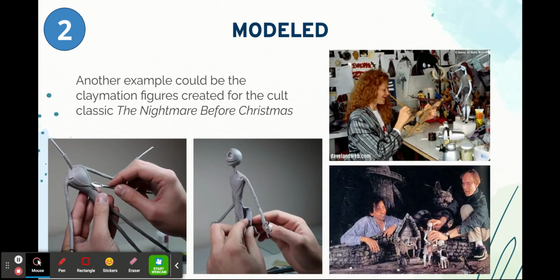Another example of this could be the claymation figures from the cult classic, The Nightmare Before Christmas. You can see them being modeled here with clay. So they're adding on the clay and they're modeling it and molding it.